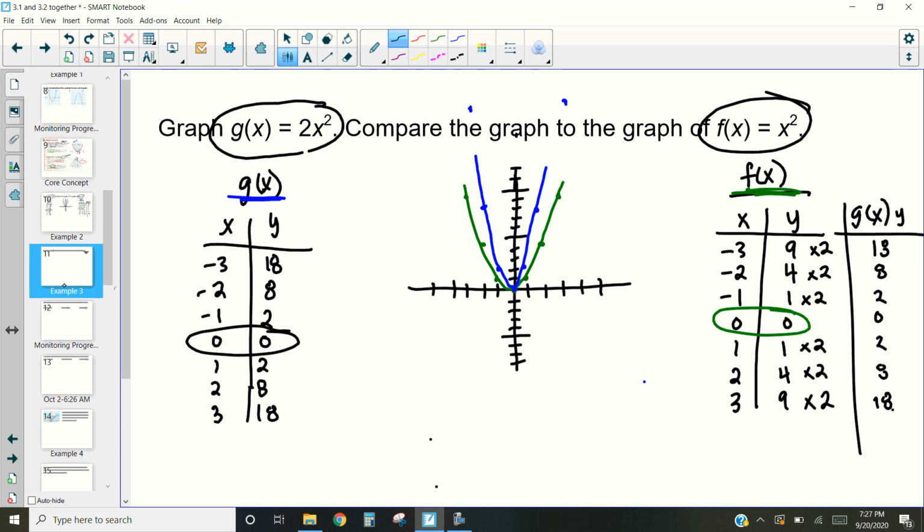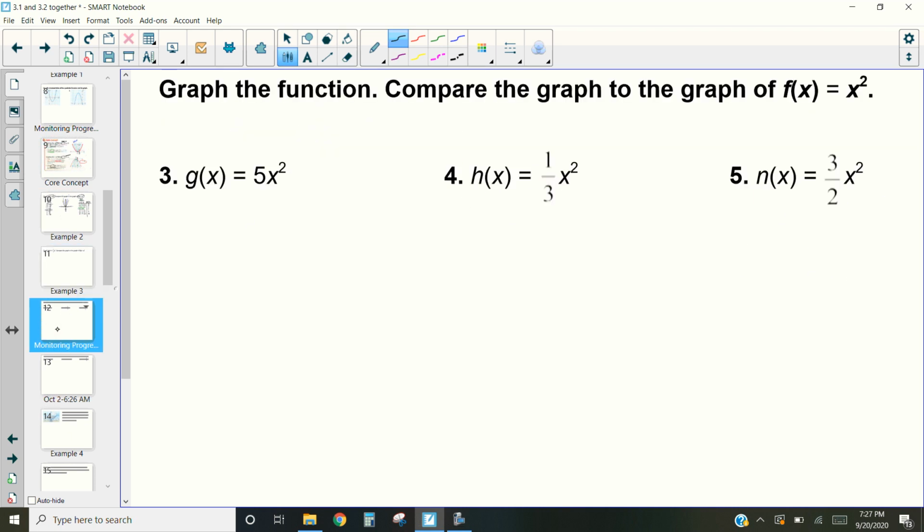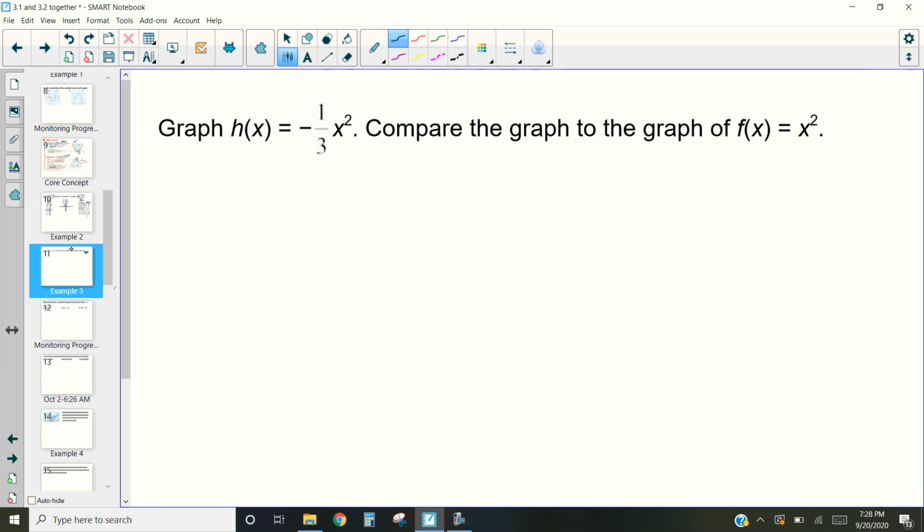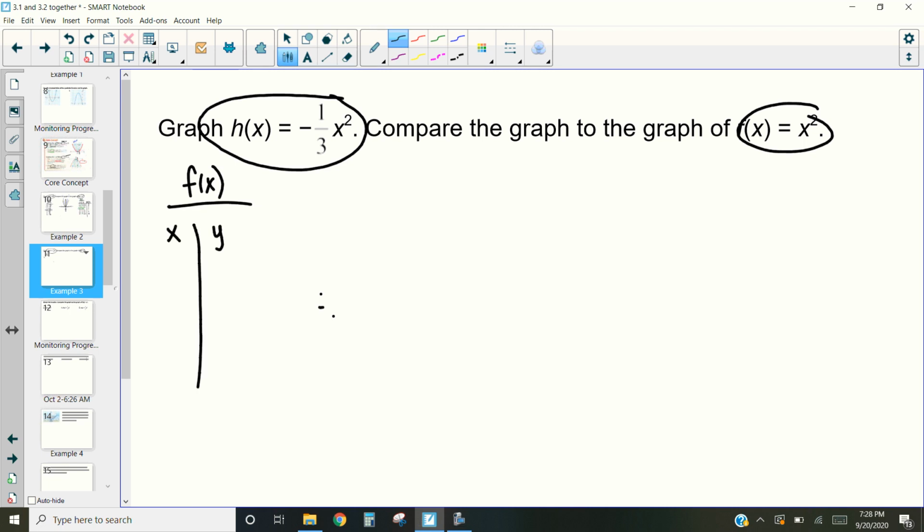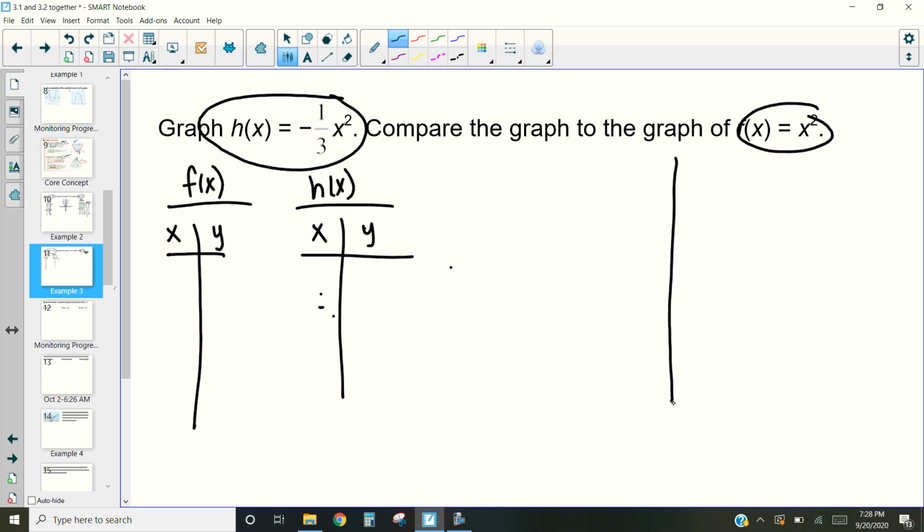So let's take a look at this next one. We are going to do this next example all together again. So just like we did before, we're going to multiply. So now I have h of x, which is negative 1/3 times x squared, and our f of x, x squared. So I'm going to graph these. Here's my f of x, and we're going to do our x and y value table just like we did before, and our h of x, and we'll do that x and y value table just like we did before. And over here, we will have our graph.